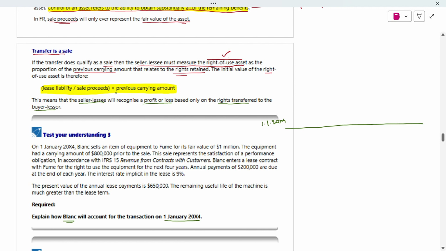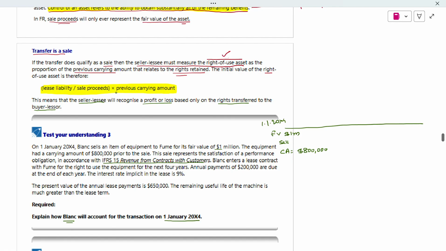On 1/1/2004, Blank sells an item of equipment to Fume. Fair value is 1 million. The equipment's carrying amount is 800. The sale represents the satisfaction of the obligation as per IFRS.